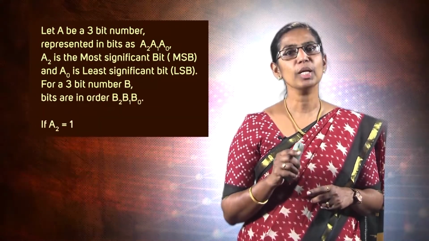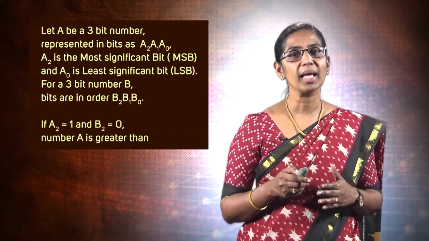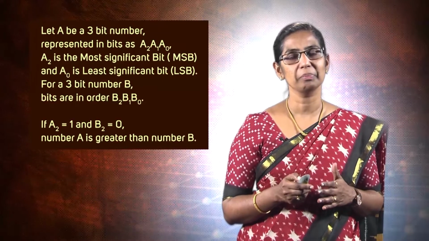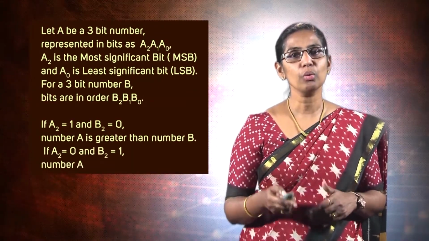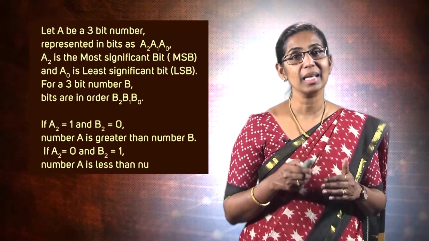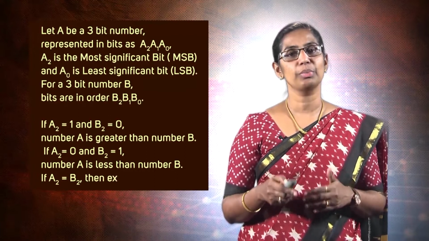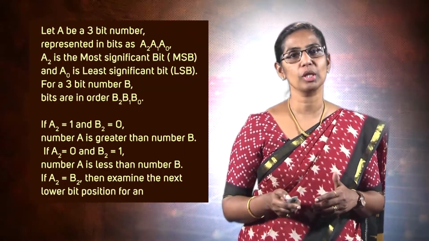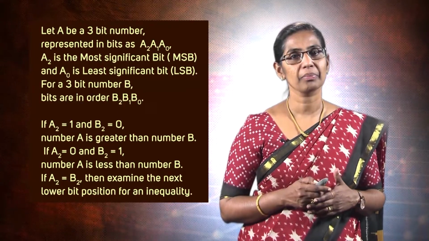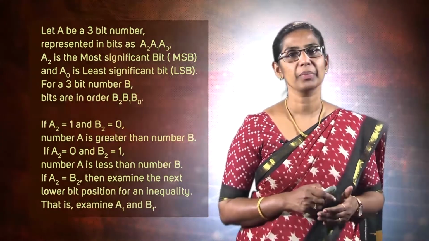If A2 equal to 1 and B2 equal to 0, number A is greater than number B. If A2 equal to 0 and B2 equal to 1, number A is less than number B. And if A2 equal to B2, then you must examine the next lower bit position for an inequality. That is, we examine A1 and B1.